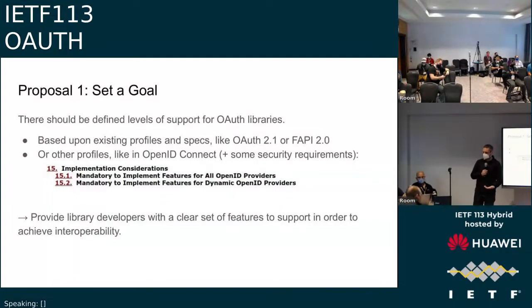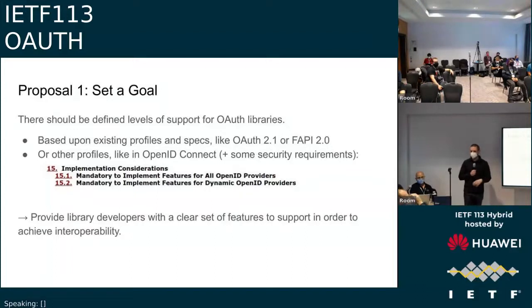And I like that OpenID Connect does the same thing. You have mandatory-to-implement features for all OpenID providers, and you have mandatory-to-implement features for dynamic OpenID providers, and more places like this in the spec. And this is, of course, then the basis for conformance testing. But I think before conformance testing, it would be important to say what we expect from a modern, good, and universal OAuth library.